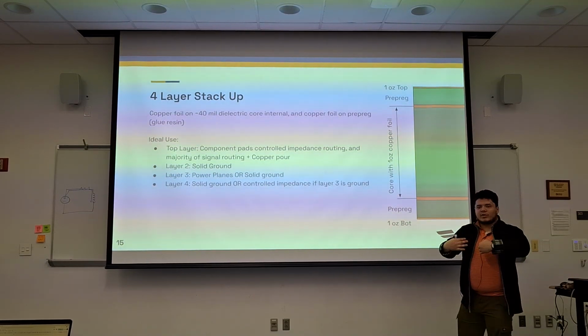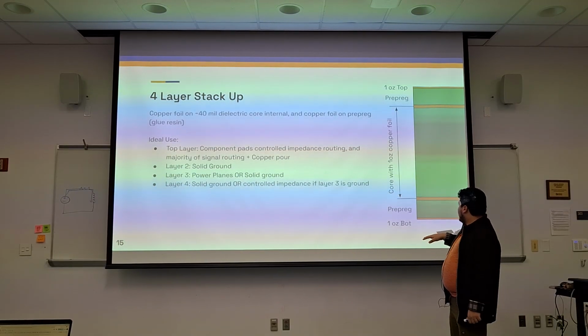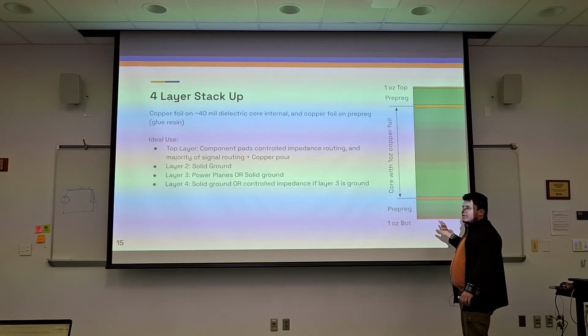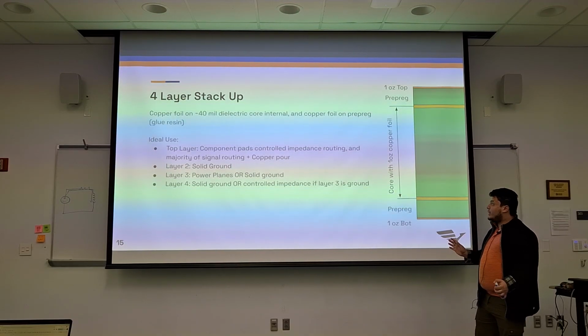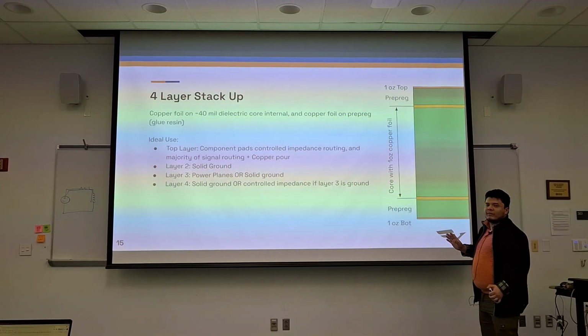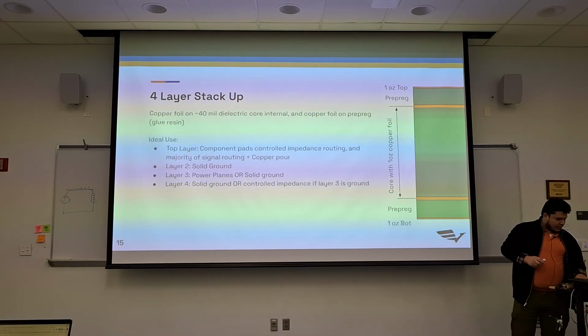Or if you do need to cross over a bunch of signals that you couldn't get on the top layer, and if they're not too important, you can just chuck them in there. Simple, slow digital signals do not suffer too much from having to travel that distance, right? So that's what a 4-layer stack up looks like.